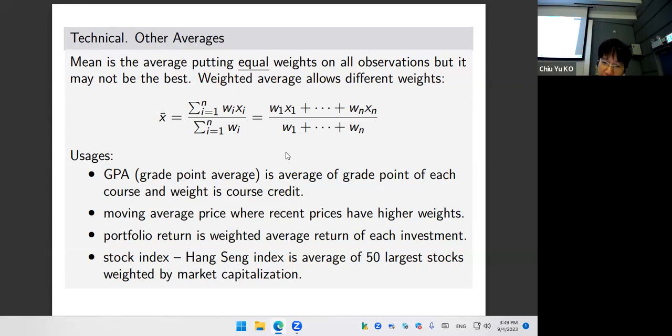And it often happens with an index like the Hang Seng Index, the same. The weight for a bigger stock carries more weight. Because the observations are not equal, you weight accordingly. Okay. And also look at the moving average price. If you do technical analysis, if you're a chartist, you would think the closer mean is more important.